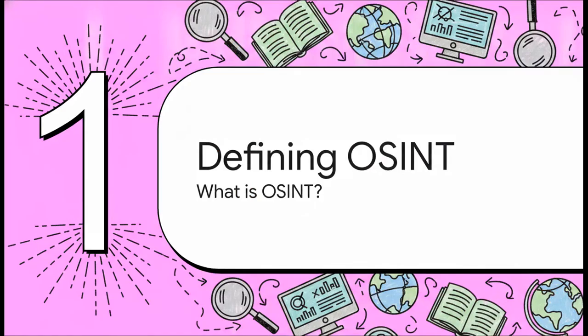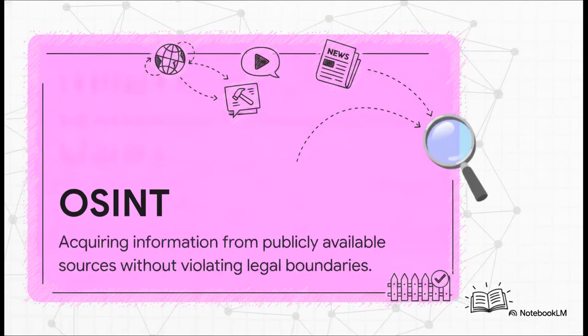All right, Section 1, Defining OSINT. Let's get our foundational concepts straight before we do anything else. So, OSINT stands for Open Source Intelligence. Simply put, it's the highly structured process of gathering and analyzing information from sources that are publicly accessible to anyone. We're talking about websites, social media platforms, government records, news articles, the whole shebang.